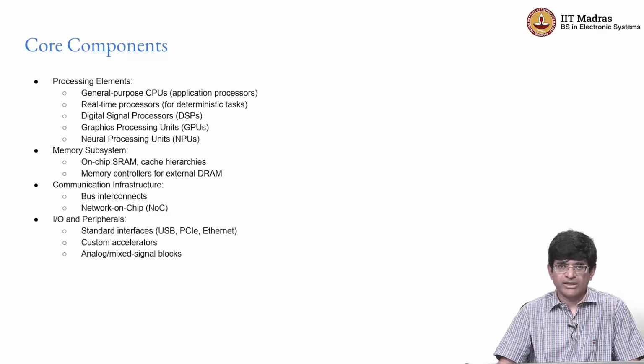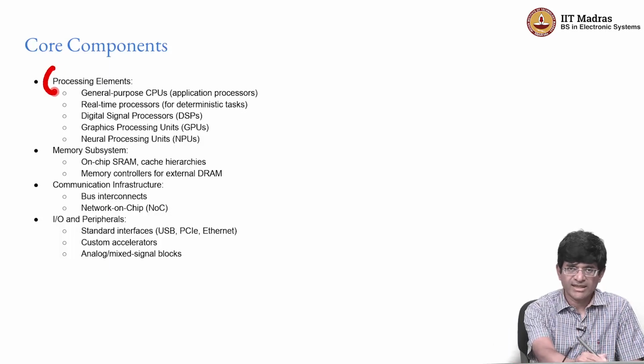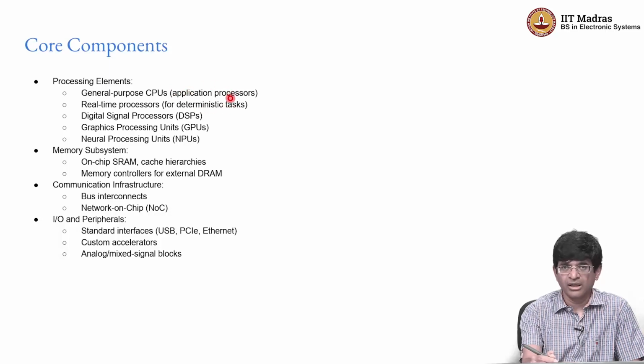So, the core components of any system on chip would typically be in several categories. They would have processing elements, which would include general purpose CPUs and real time processors for real time tasks. So, for example, if you have deadlines that need to be met, there are processors with extra support for certain kinds of interrupts and certain kinds of real time behavior. Digital signal processors, GPUs, and NPUs are various kinds of processors that are tuned to specific application domains. They perform extremely well in those domains, but may not be well suited to run an operating system, for example.